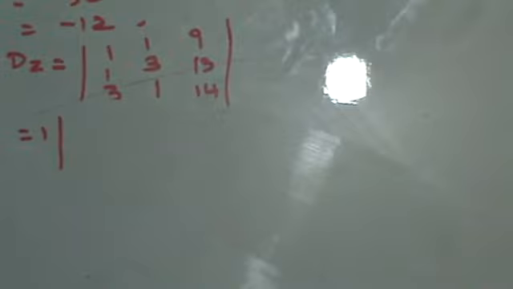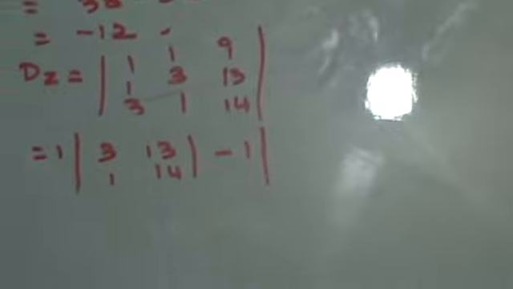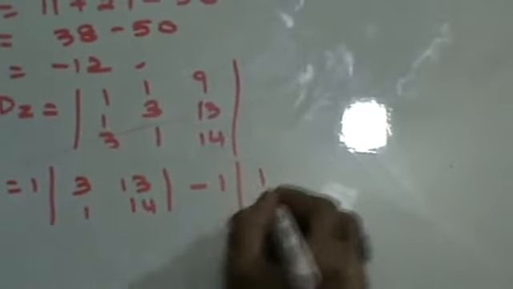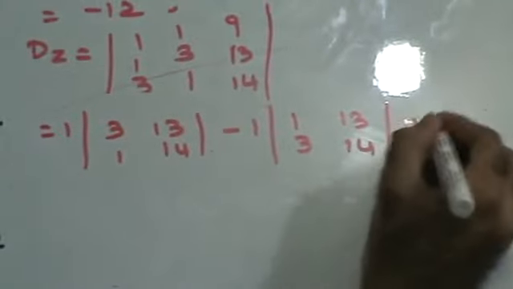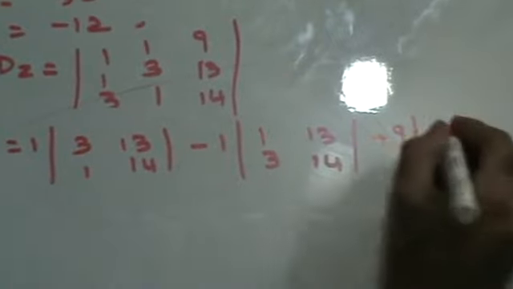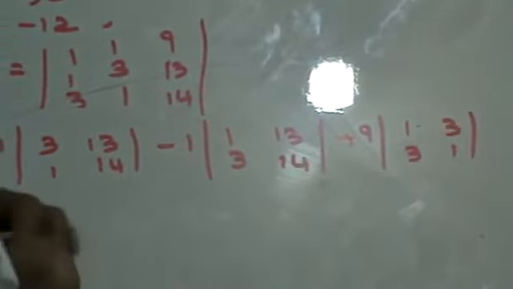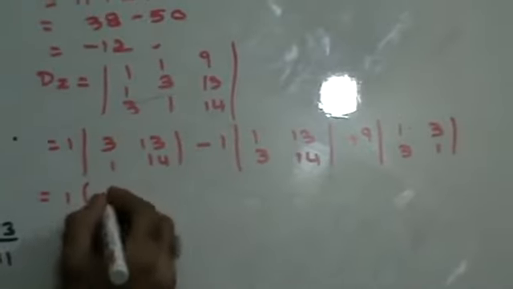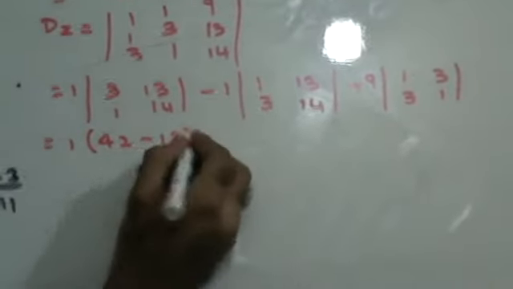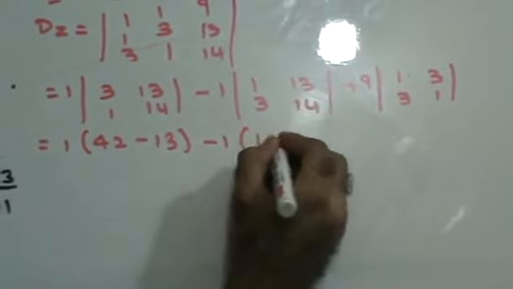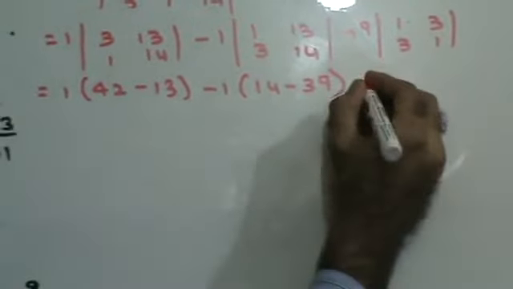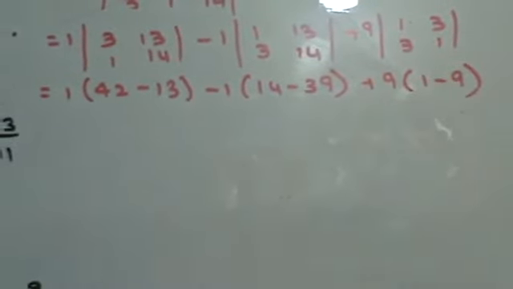If I take the first element of the first row, I cannot take the first row and the first column. So 3, 1, 13, 14 minus 1. Second element of the first row, I cannot take the first row and the second column. So 1, 3, 13, 14 plus 9. Third element of the first row, I can now take the first row and the third column. So 1, 3, 3, 1. So this is going to be 42 minus 13 minus 1, 14 minus 39 plus 9, 1 minus 9.